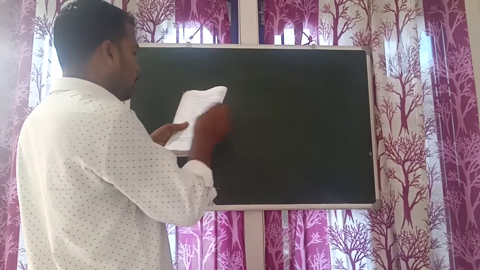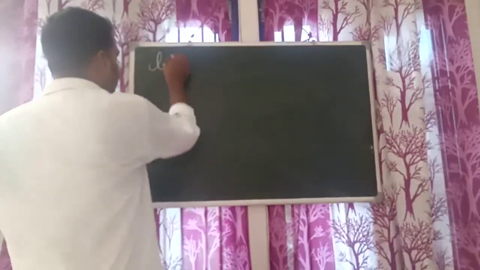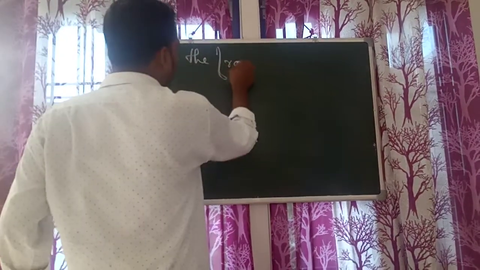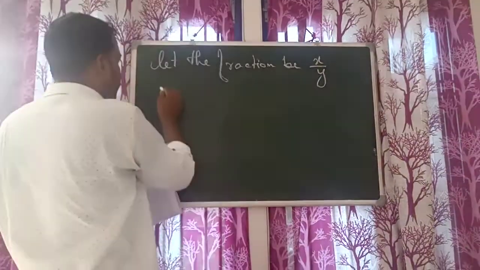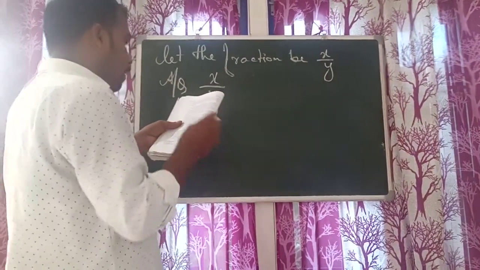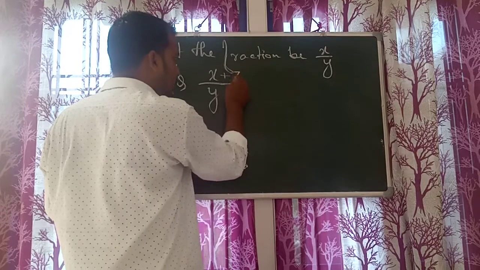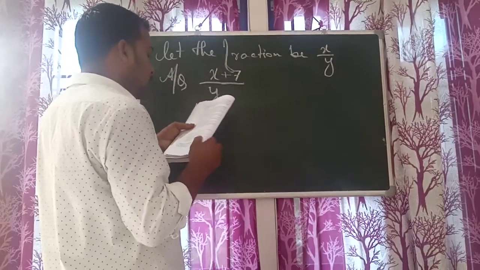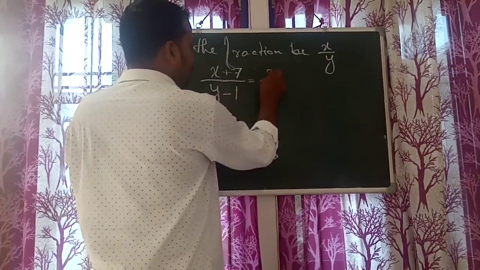If the numerator of a fraction is increased by 7 and denominator is decreased by 1, that fraction became 3 by 2, taking numerator x and denominator y. First, let the fraction be x by y. Okay, then according to the question, the numerator of the fraction is increased by 7, that means x plus 7. And denominator is decreased by 1, decrease means minus. Is equal, then the fraction became 3 by 2.